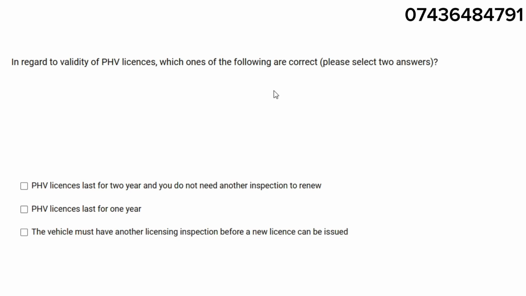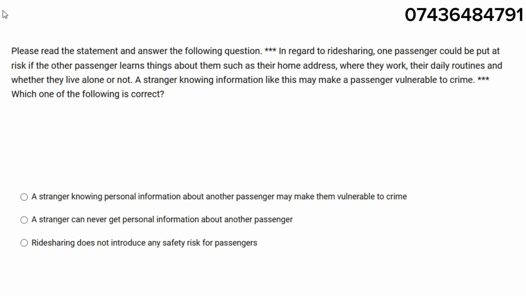In regard to validity of the PHV license, which of the following are correct? Please select two answers. In this case, there will be two answers as well. The answers are, the PHV license lasts for 1 year, and the vehicle must have another licensing inspection before a new license can be issued. For the next question, in this type of question we always suggest that you read the options first before reading the question, because those are very long. Some people have problems with very long paragraphs. If you read the options first, you can find the appropriate answer, because some options are not appropriate, and you can find them easily by using your common sense.